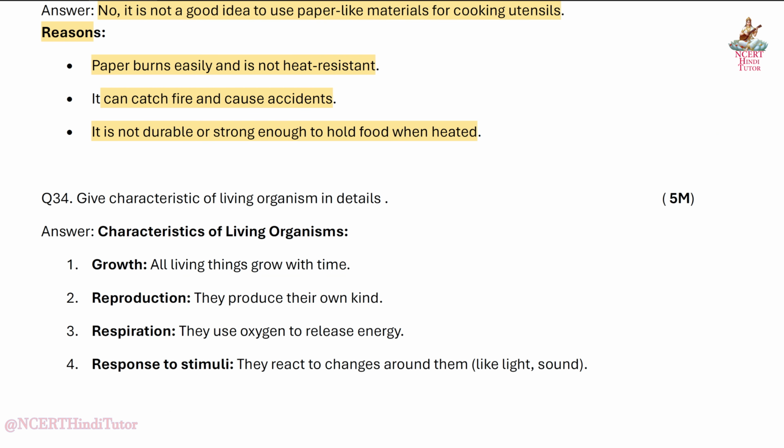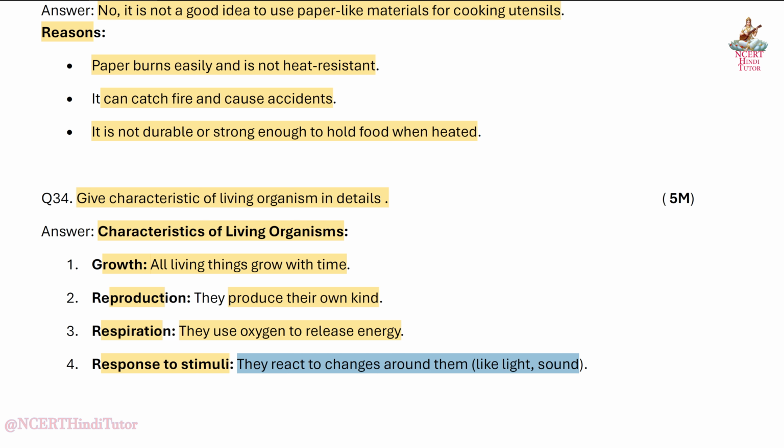Question 34. Give characteristics of living organisms in detail. Answer: characteristics of living organisms. First, growth. All living things grow with time. Second, reproduction. They produce their own kind. Third, respiration. They use oxygen to release energy. Fourth, response to stimuli. They react to changes around them like light, sound.